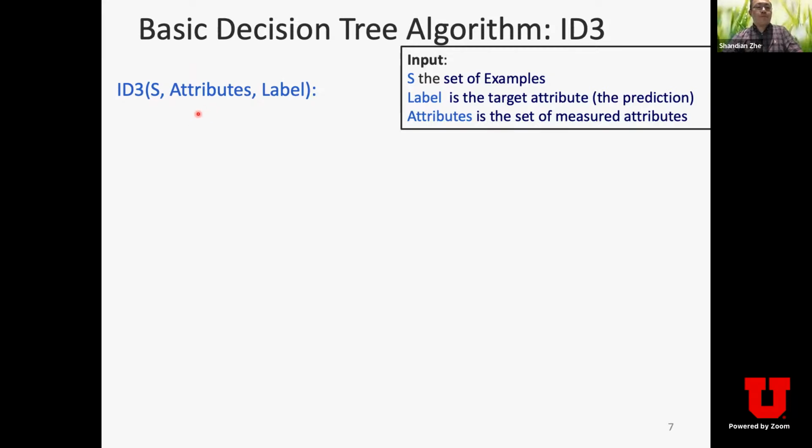The input variables to ID3 consist of 3 parts. The first one, S, is the set of examples. You can imagine at the beginning, this set of examples is the whole data set. And then because the algorithm keeps calling itself to recursively partition the data set, at some middle stage S might be just a subset of examples.